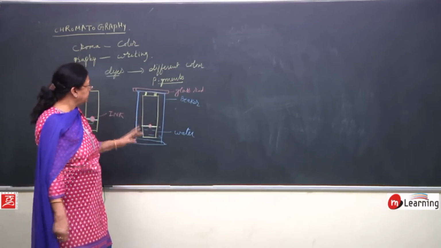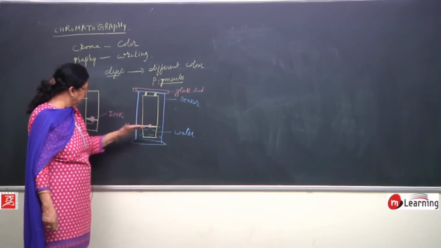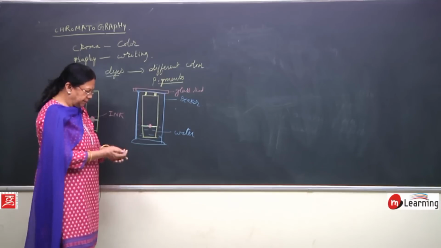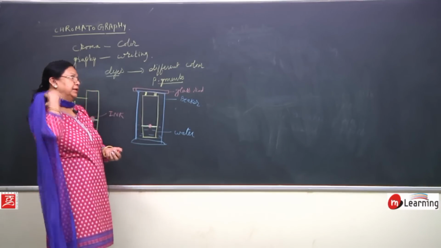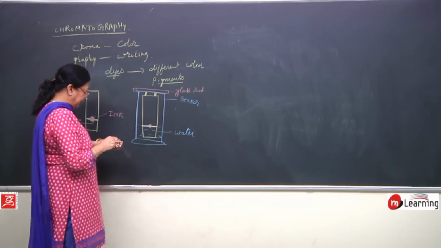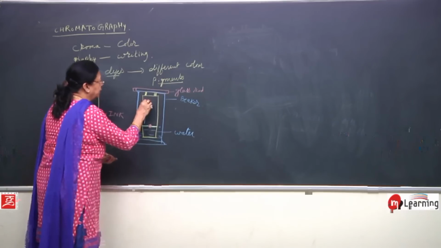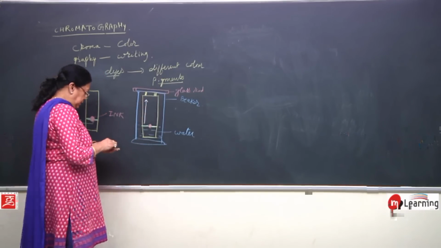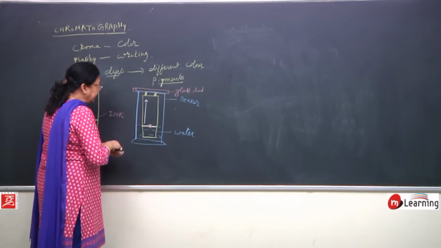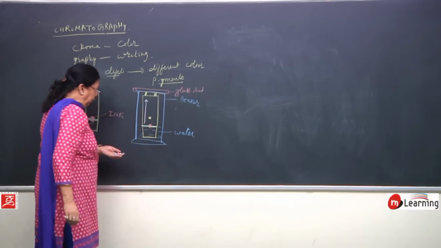These different colors can be separated on the basis that some will dissolve less and some will dissolve more. So, as soon as you put this strip of filter paper in water, the different pigments, which have different solubilities, will start rising up. Some, you can say, have reached up to this point.